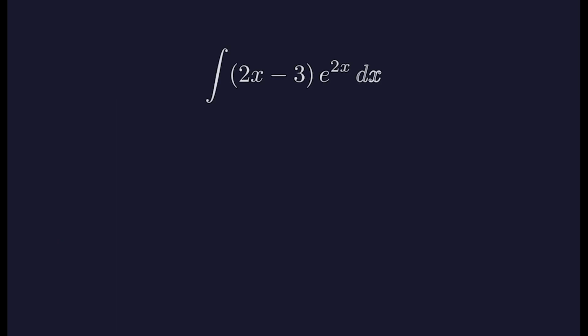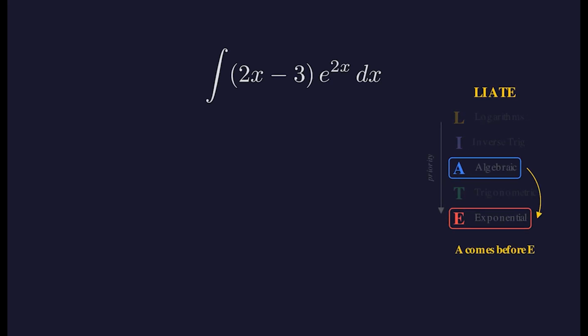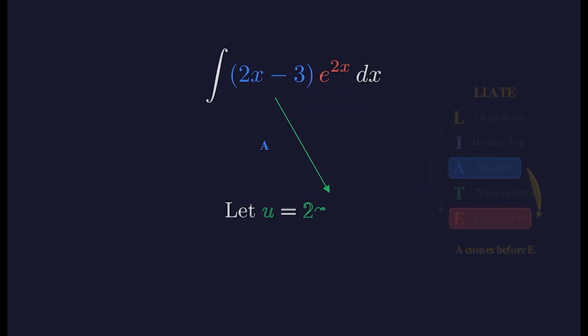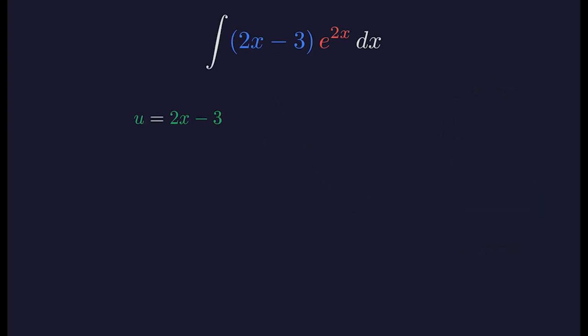Let's say we're given the integral of 2x minus 3 times e to the 2x dx. Now let's apply LIATE. As you can see, A comes before E, so algebraic functions come before exponentials in this ranking. And what is our algebraic function? Well, it's 2x minus 3. So we're going to let u equal 2x minus 3, and we're going to let dv by dx equal e to the power of 2x.